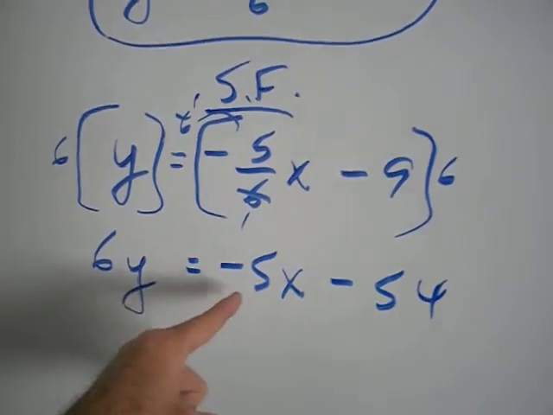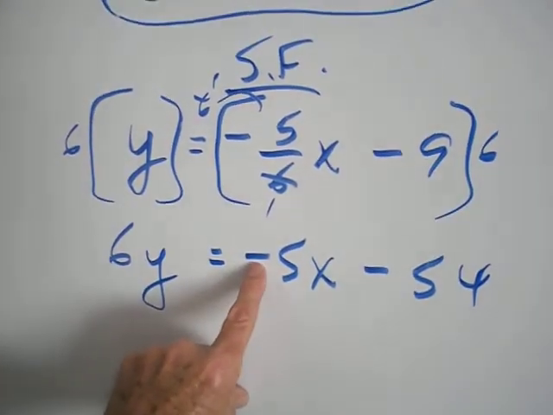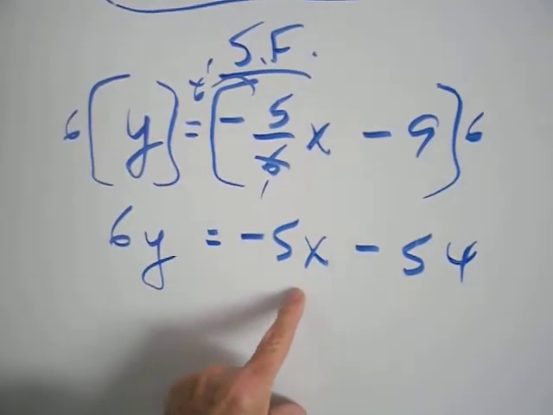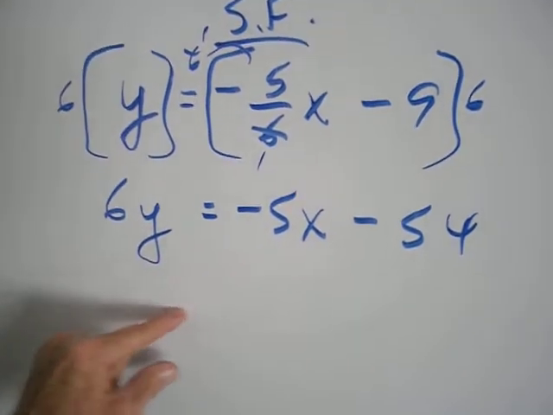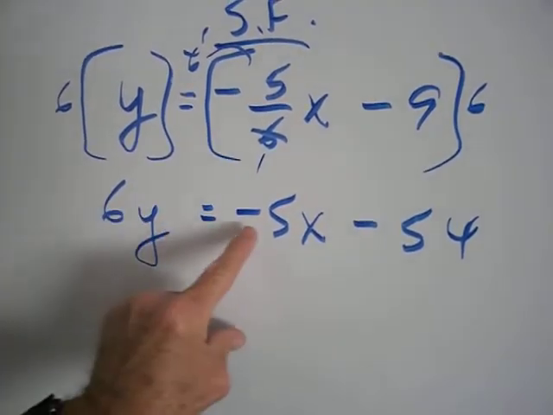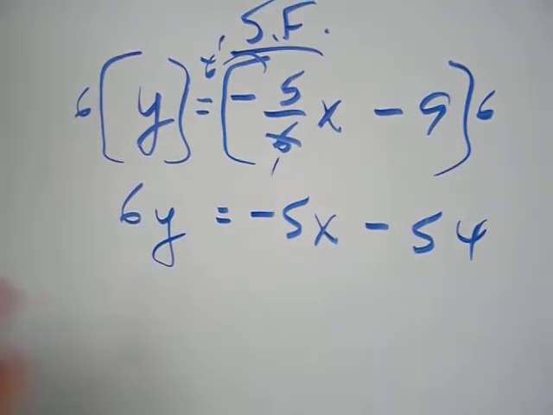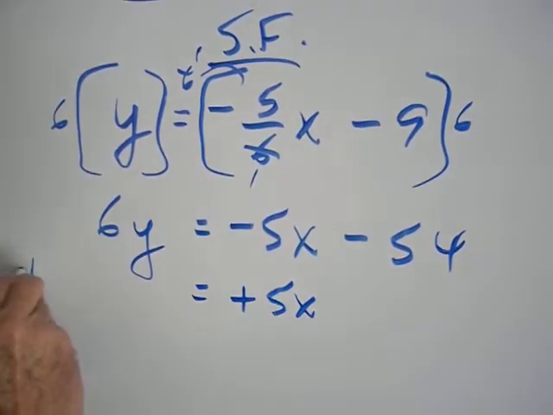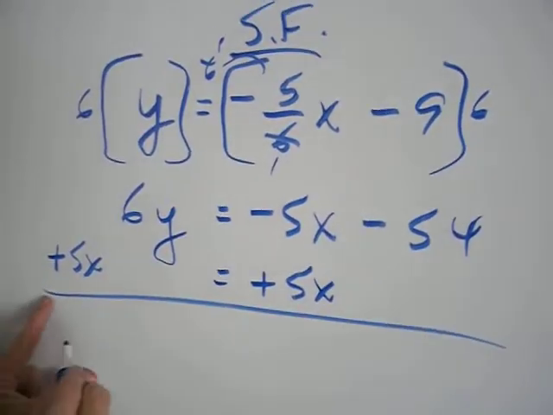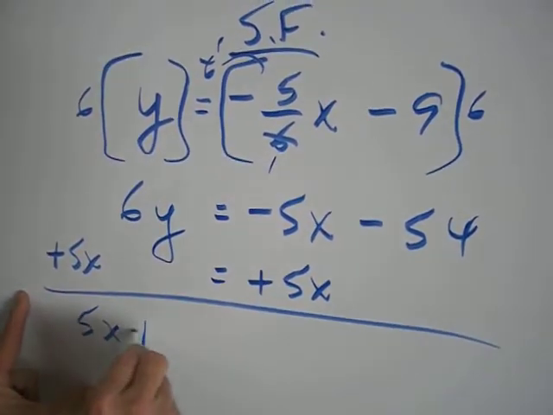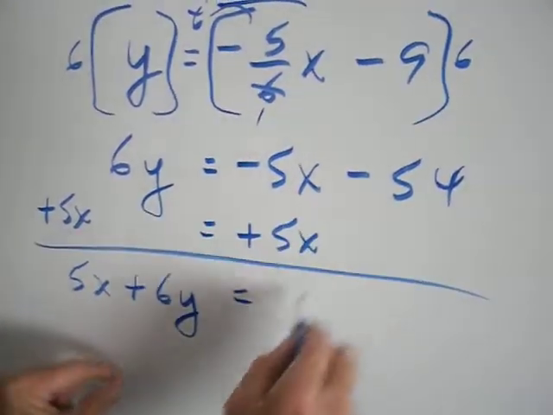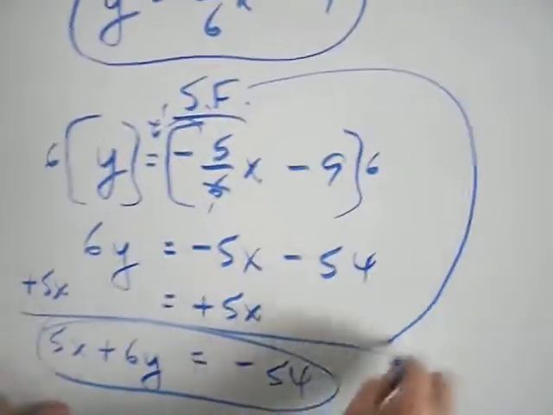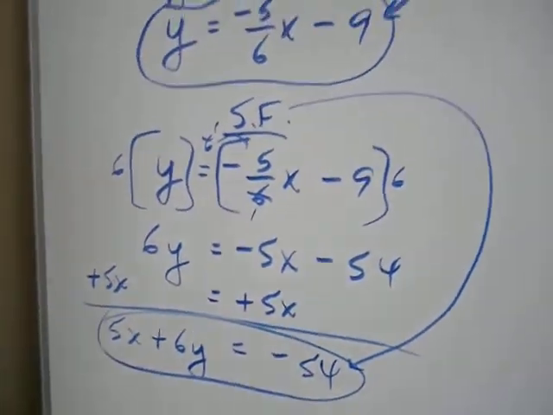Look at the x. The coefficient is negative. It can't be negative. It's got to be positive. He'll move. We'll move him over to the side of the y term so that he'll become a positive 5x, and that'll be the only move that we need to make. Positive 5x, positive 5x. 5x plus 6y is equal to negative 54. He's happy. He is standard form.